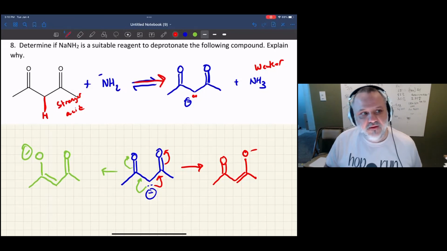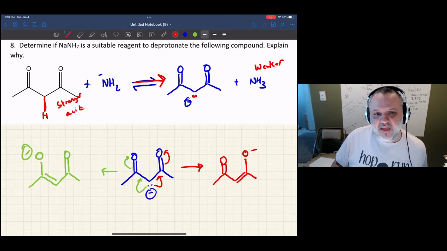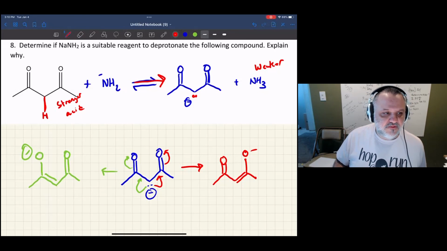So absolutely, sodium amide is absolutely a suitable reagent to irreversibly deprotonate this species. Okay.